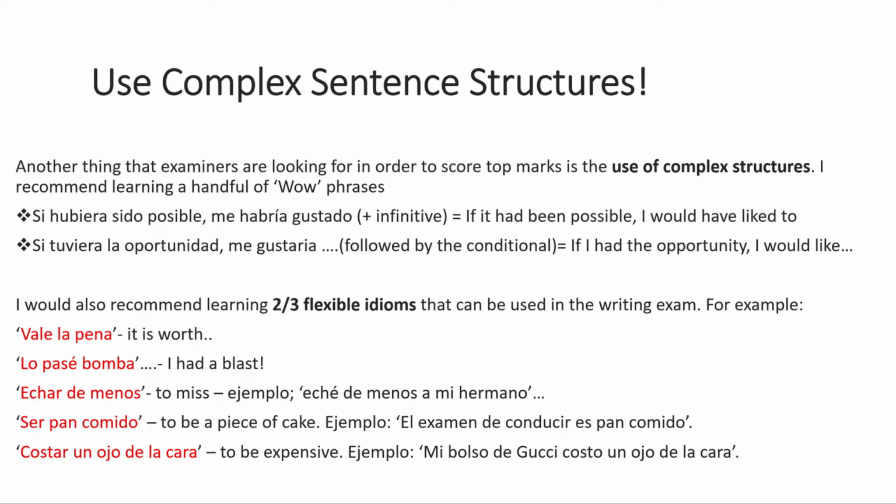Ser pan comido, this is a nice expression to say that something's really easy. El examen de conducir es pan comido. Bien. El examen de historia fue súper fácil. Maybe use fue pan comido. Bien. Another one is costar un ojo de la cara, which means to be very expensive. You could say, for example, mi bolso de Gucci costó un ojo de la cara.